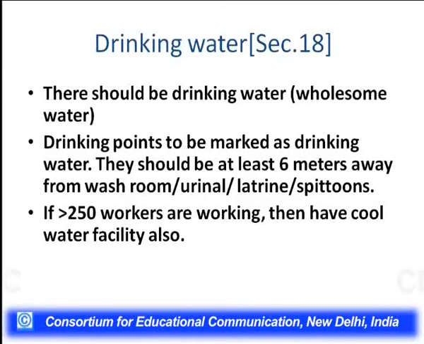Then Section 18 is regarding drinking water. There should be drinking water in every factory premises, and drinking points to be marked as drinking water. These markers should be there, and they should be at least 6 meters away from the washrooms, urinals, spittoons, etc. If there are more than 250 workers in the factory, then a cool water facility has to be maintained also. So again, hygiene is one of the focuses of this particular section. There has to be drinking water, and it has to be at an appropriate distance from the toilets, washrooms, etc. And if there are over 250 workers, then a water cooling system should also be employed in that particular factory.